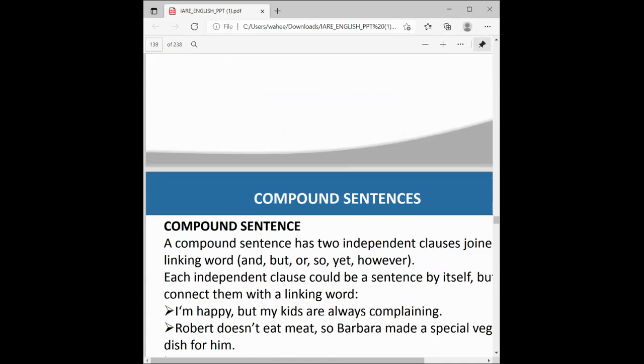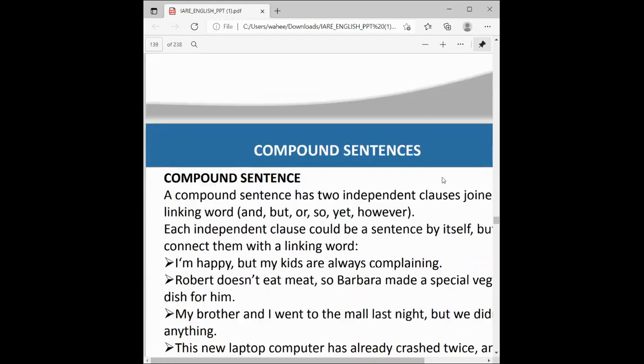And then we have the compound sentence. A compound sentence has two independent clauses joined by a linking word: and, but, so, yet, however. Each independent clause could be a sentence by itself, but we connect them with a linking word.